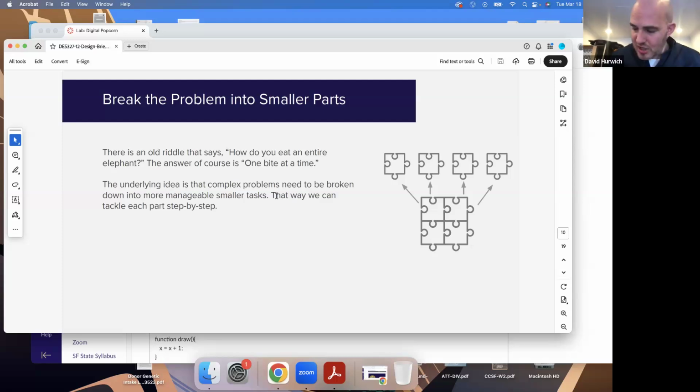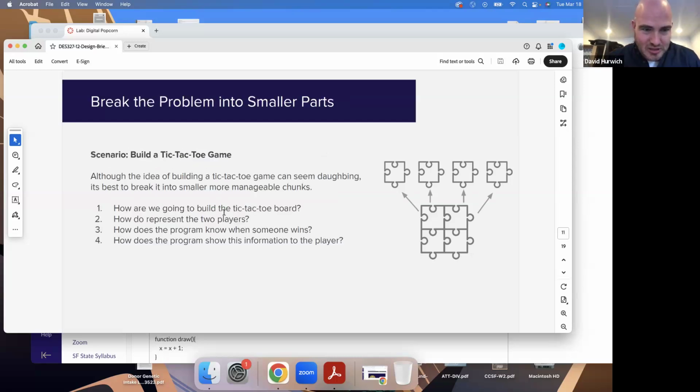And so if you're given a task, a lot of times it might just be easier to break that down into smaller, more digestible, quote unquote, or easier things to think about. Okay. So here's my example. Let's say you're supposed to build a tic-tac-toe game. There's a lot of things that go into that.